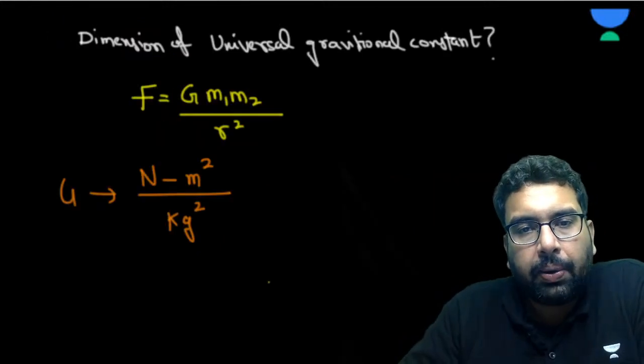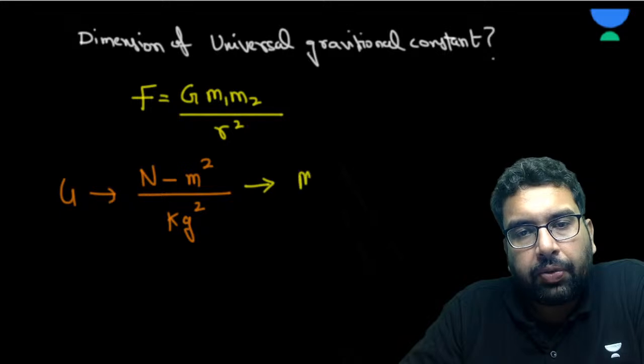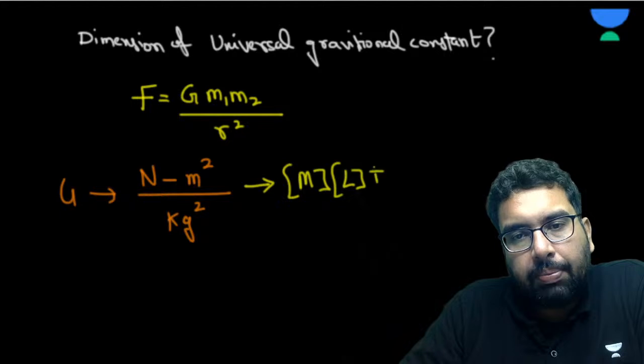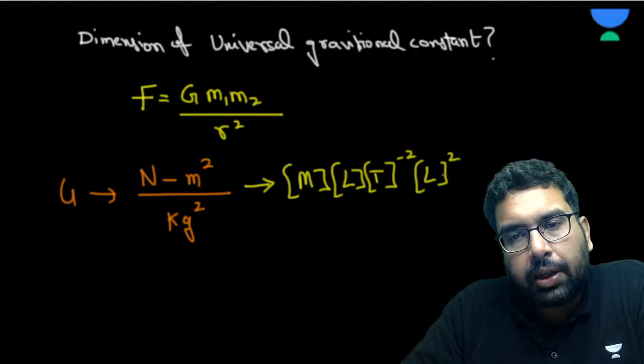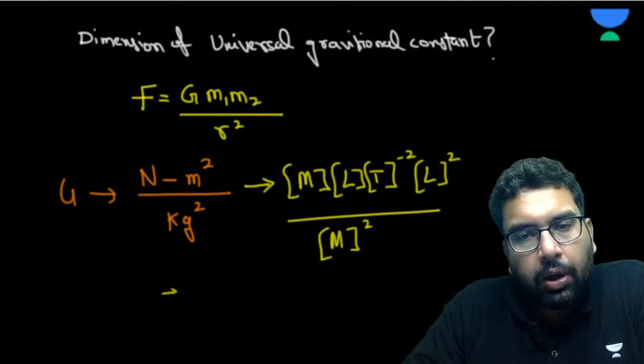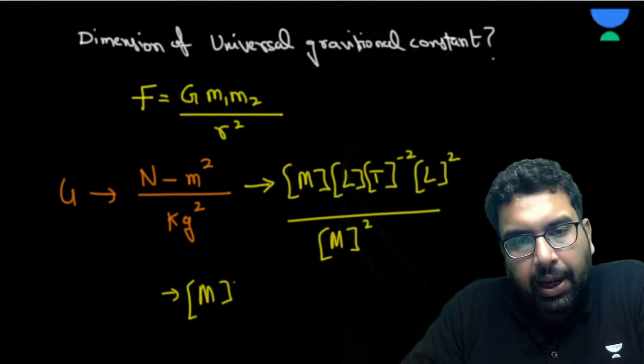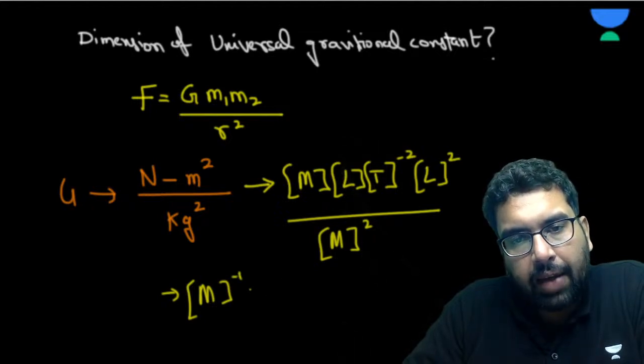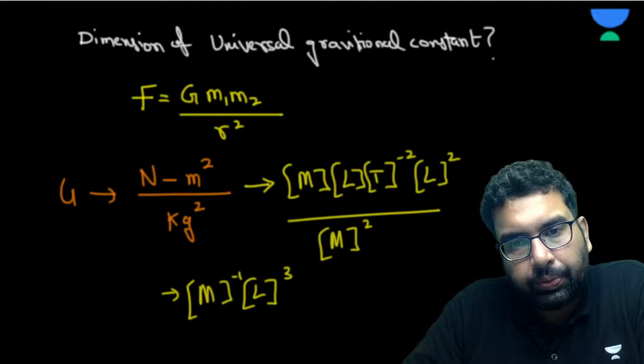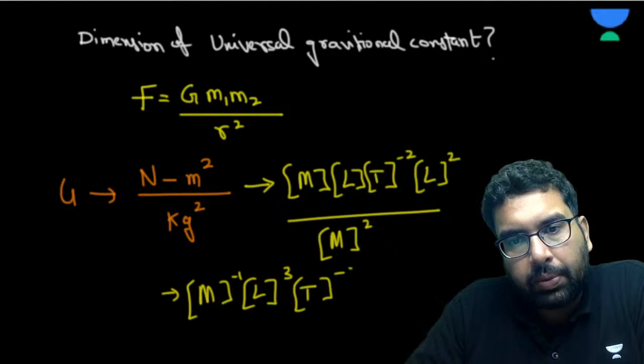So we can put it here if we want to find the dimension. For Newton we can write right away MLT minus 2. Then meter square is L square, upon kg square, that is M square. So we'll have M minus 1, by simple algebraic calculations. Then we have L cube, and we have T minus 2. Understood, beta?